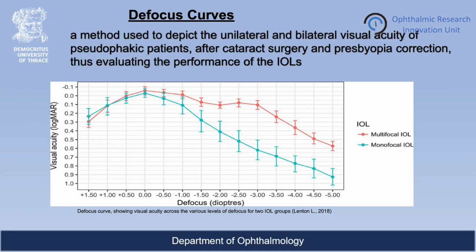Defocus curves is a method used to depict the unilateral and bilateral visual acuity of pseudophakic patients after cataract surgery and presbyopia correction, thus evaluating the performance of the implanted intraocular lenses. In the figure, we can see the defocus curves, showing various levels of defocus for 2 groups of IOLs, a monofocal and a multifocal one.